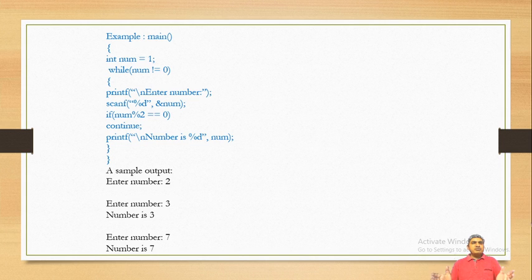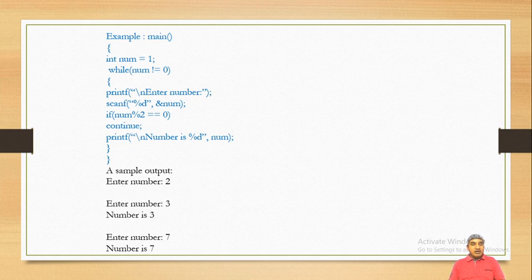For that we use %d. The message enter number is displayed on the screen, and the input function is %d and number. Now we give the input number. If number is divided by 2 and the remainder is 0, or the modulus of this number is 0, then continue.